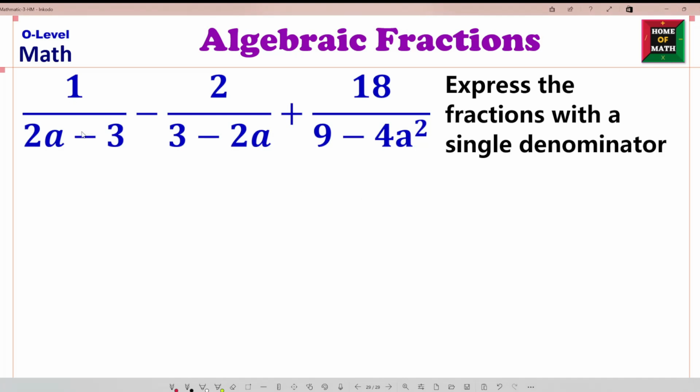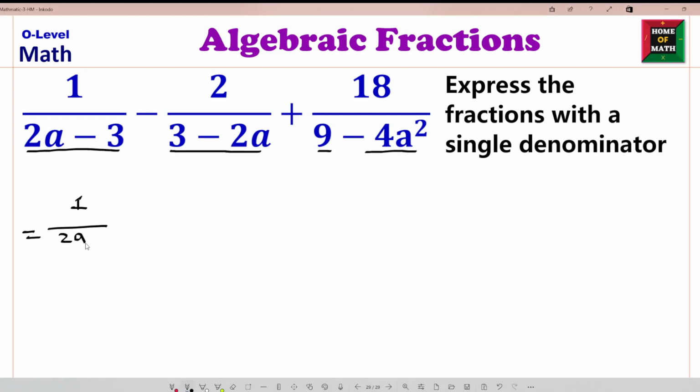Here are 3 fractions. First one, 1 divided by 2a minus 3, then minus 2 divided by 3 minus 2a, plus 18 divided by 9 minus 4a square. Look, here is 2a minus 3, here is 3 minus 2a, and here is 9 minus 4a square. Our target is to make a single denominator.